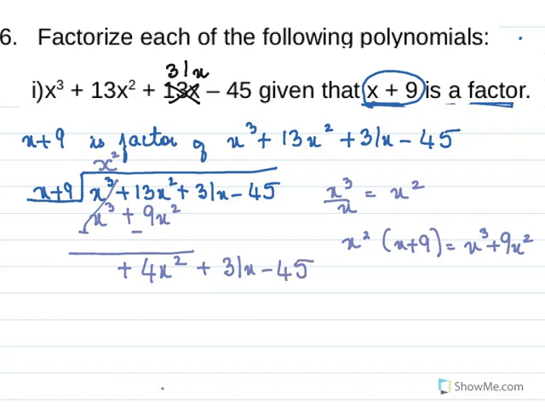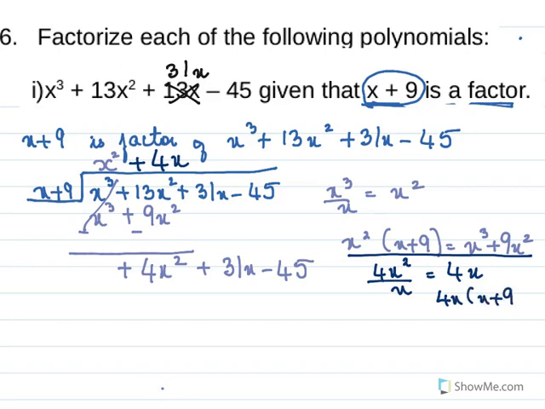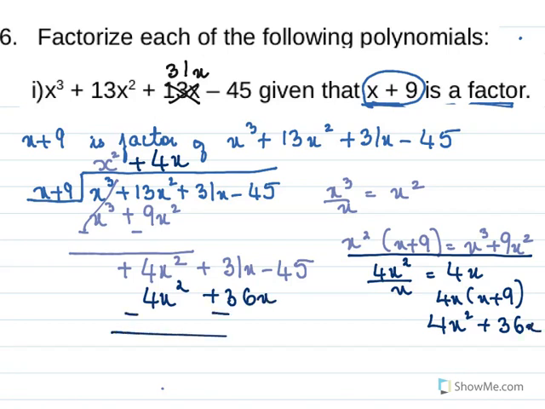Now in the next step we repeat the same thing. We take 4x square and x and we divide it. So 4x square over x. On dividing we get 4x. So we write here plus 4x. Then 4x we multiply by x plus 9. So we get 4x square plus 36x. Change the sign. This cuts off.